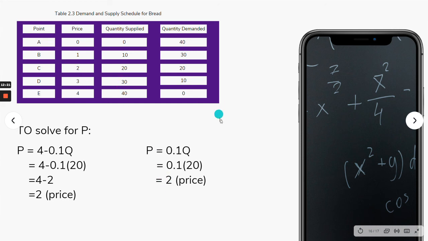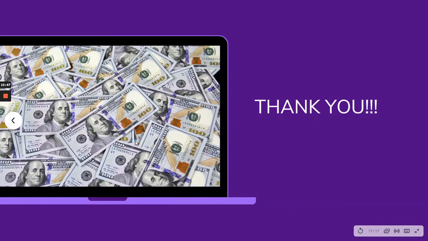So, regardless of whether you look at the table, the graph, or this mathematical solution, you will get the same result. Your equilibrium price is 2, the quantity supplied equilibrium is 20, and the quantity demanded equilibrium is also 20. Okay, so I hope that this is clear. If you have questions, you know where to post your questions.